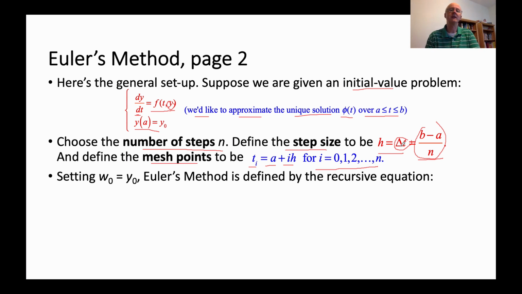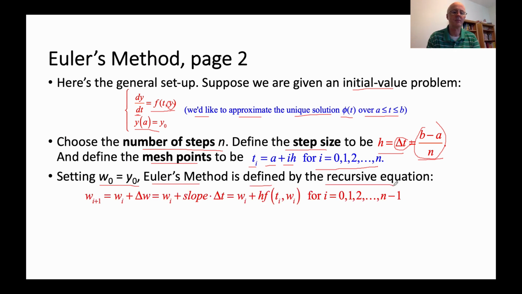All right, now we're going to talk about Euler's method itself. Setting w0 equal to y0. Not all textbooks do this. Our textbook does. So the w values are going to be approximations to the y values, but we want to keep them distinct symbols. Euler's method is defined by the following recursive equation. W sub i plus 1, the next value of w, is the previous value of w plus some change in w. And how do you find the change in w?